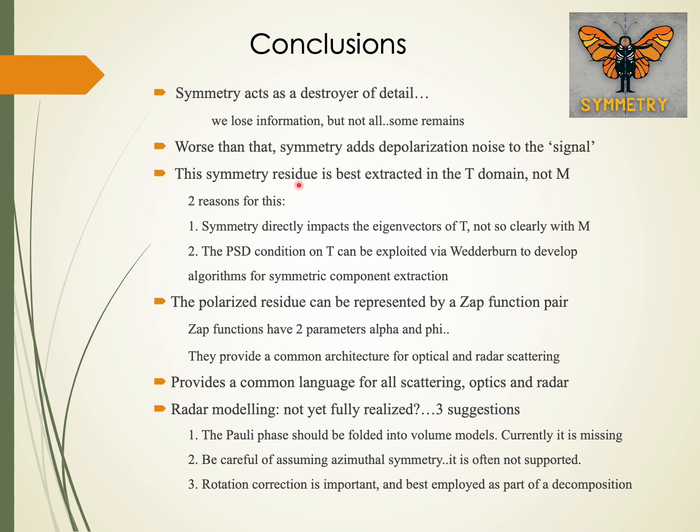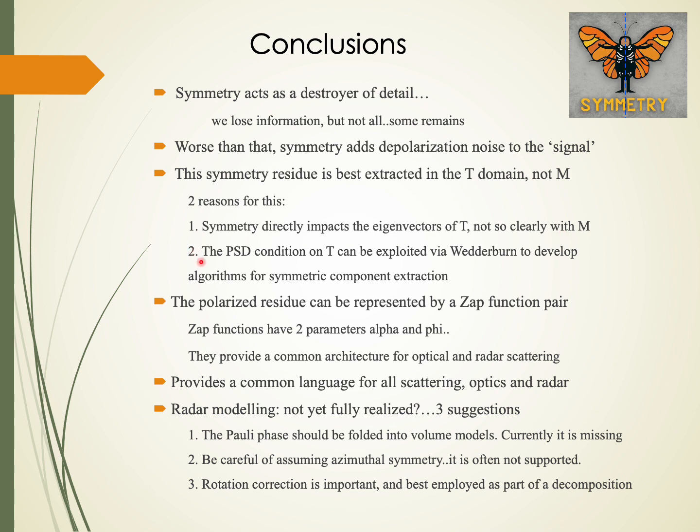An important point is that this symmetry residue, extracting the noise and that, is best done in the T domain, I would suggest, even in the optics community, not the polarimetrics, and there are two good reasons for this. First of all, symmetry directly impacts the eigenvectors of T. Recall that when we talked about reciprocity symmetry and the reciprocity theorem, that immediately popped out in the T domain as a fixed eigenvector, and it's not so clear to do it with M. Of course, M still has those constraints, but they're not so easy to identify.